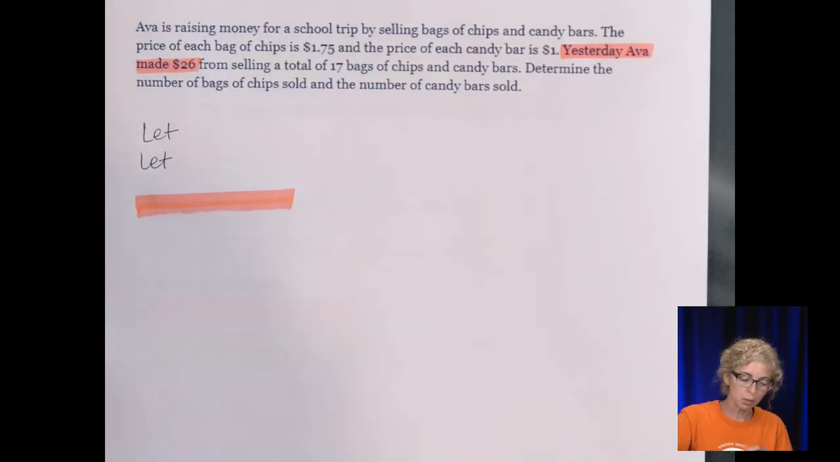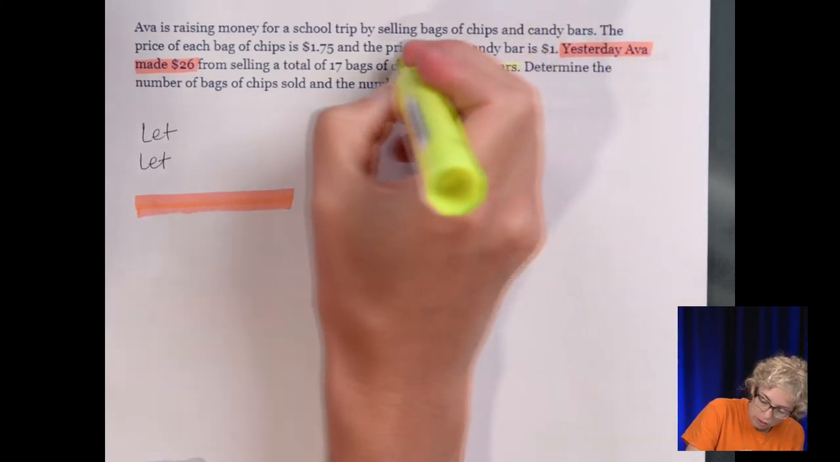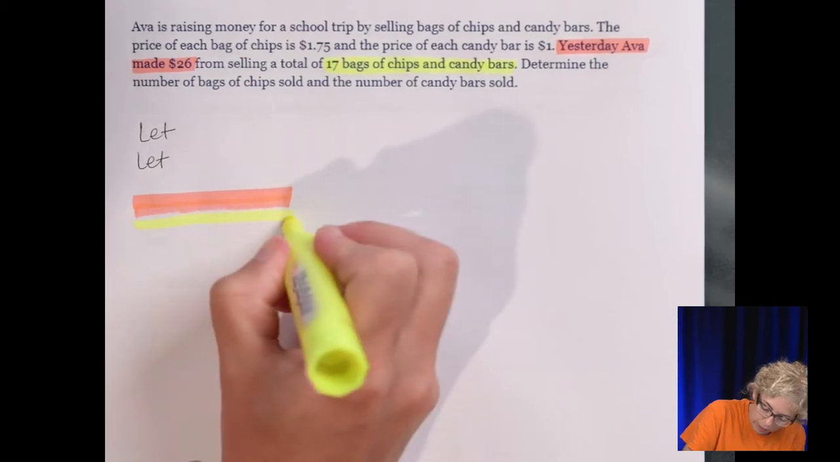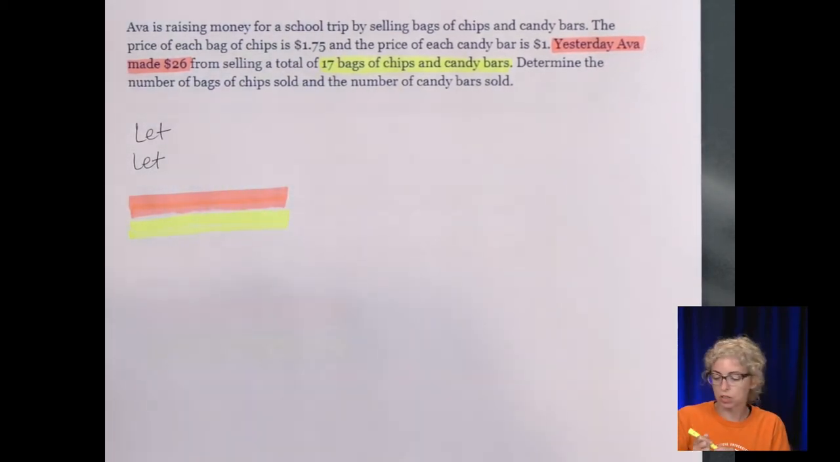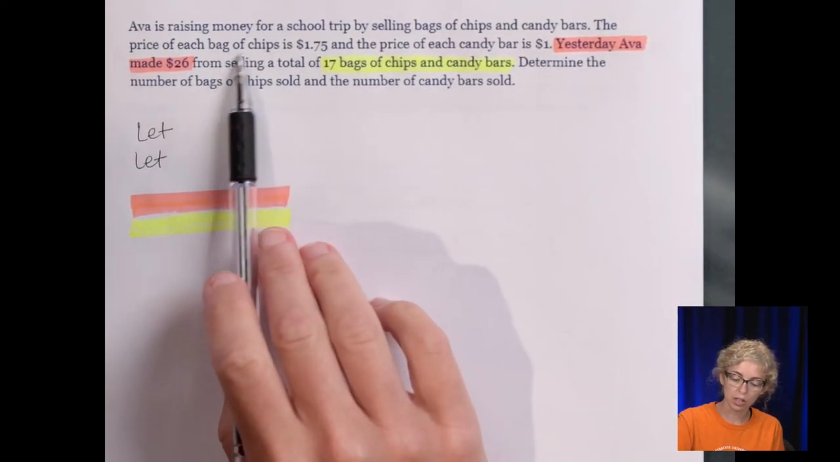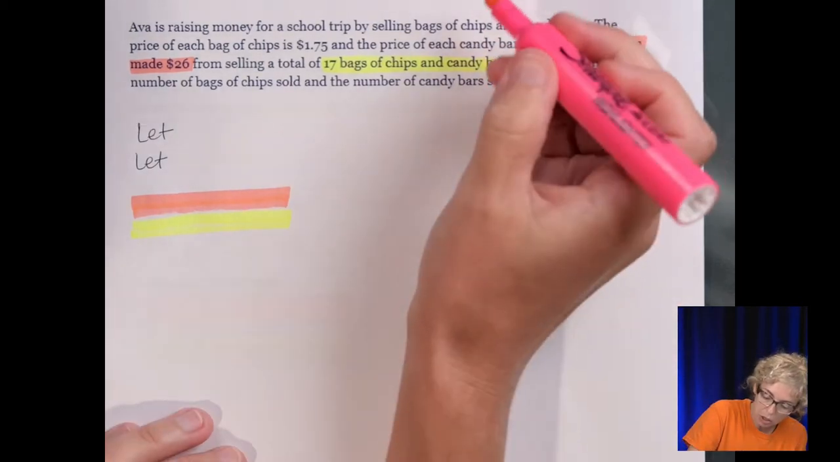And we know the total number of chips and candy bars that she sold is 17. So that's going to be another equation. And then we'll have to pick our method in order to solve.